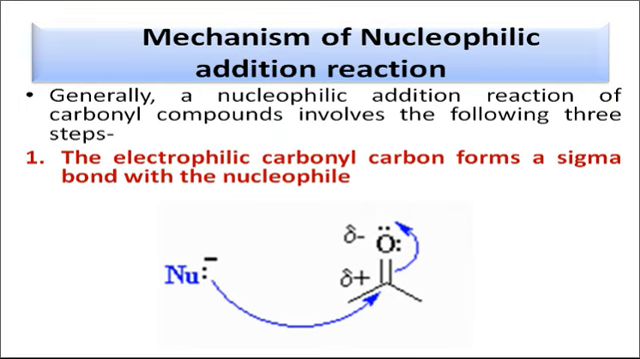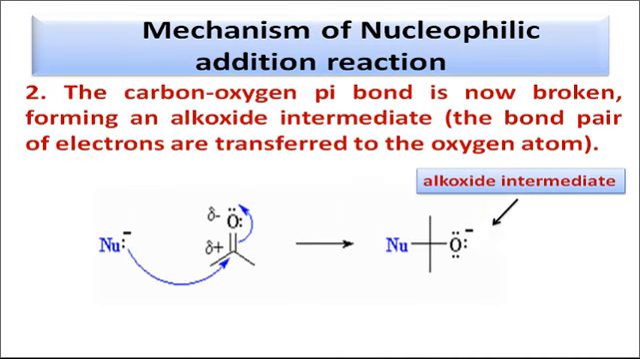Next, coming towards the mechanism of the nucleophilic addition reaction. Generally, a nucleophilic addition reaction of carbonyl compounds involves the following three steps. First, the electrophilic carbon of the carbonyl compound forms a sigma bond with the nucleophile. So this nucleophile attacks on this electrophilic carbon atom and forms the sigma bond with it. This sigma bond formation takes place between the nucleophile and the electrophilic carbon atom.